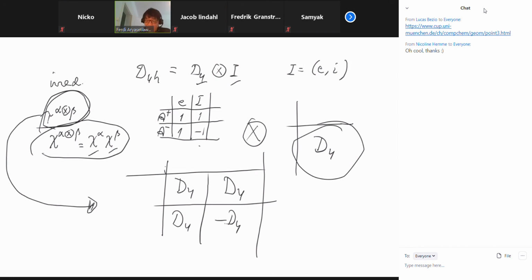So it's easy if you have a group which is a direct product and consists of individual groups, then the character table is constructed from the character tables of the individual groups. Okay.